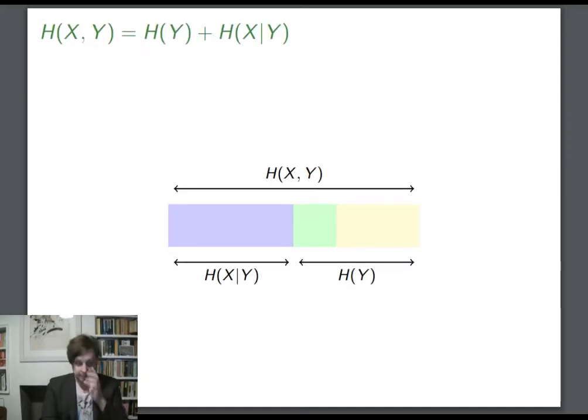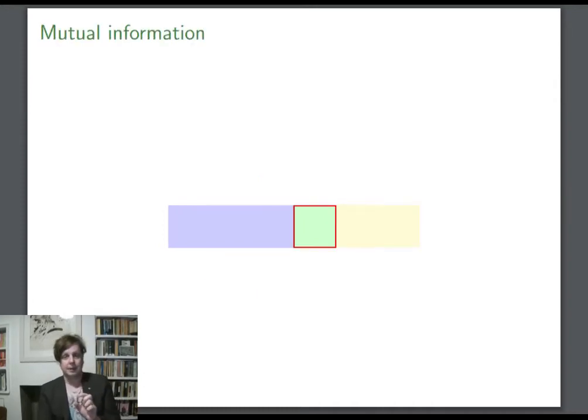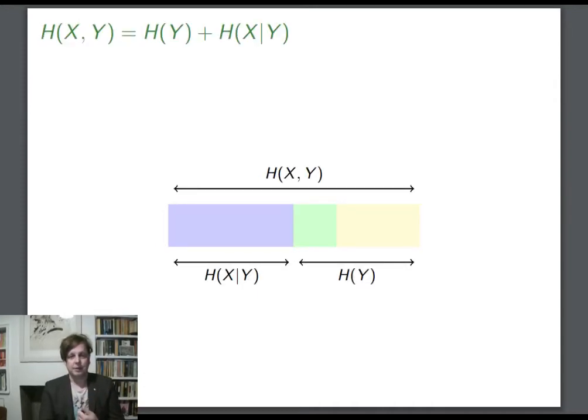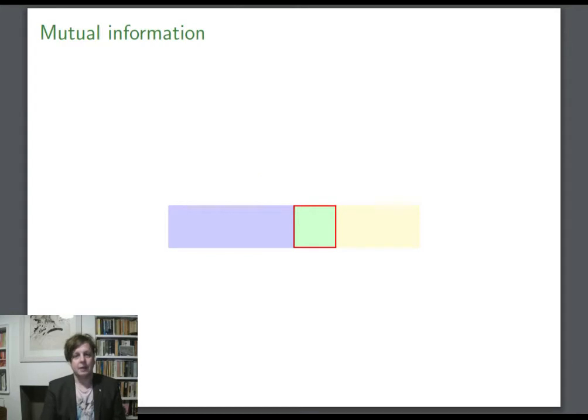But the interesting thing is this little green portion in the middle. This is the information that X tells us about Y, or that Y tells us about X. It's the bit that you have to remove to get the total information of X and Y together. And so that little green box is the shared information. It's the information that you lose from Y if you know X. It's the information that you lose from X if you know Y. It's the information that the two random variables share. So that's clearly an important thing that should have a name, and it does. That name is the mutual information.